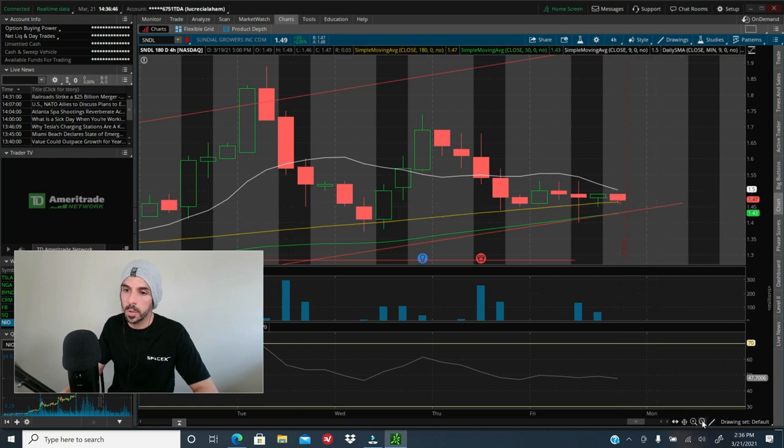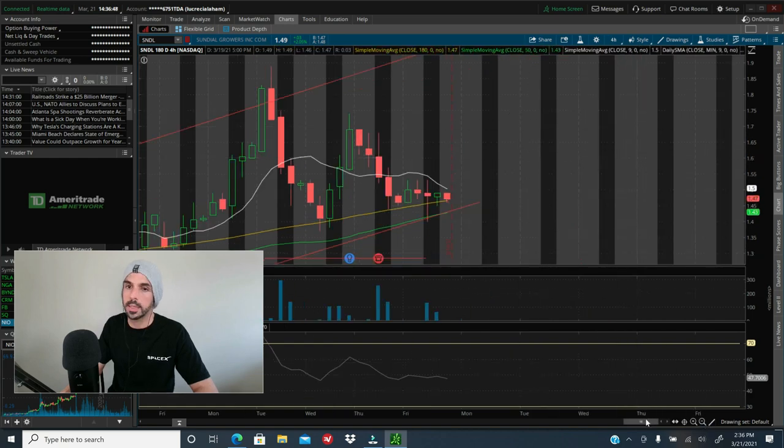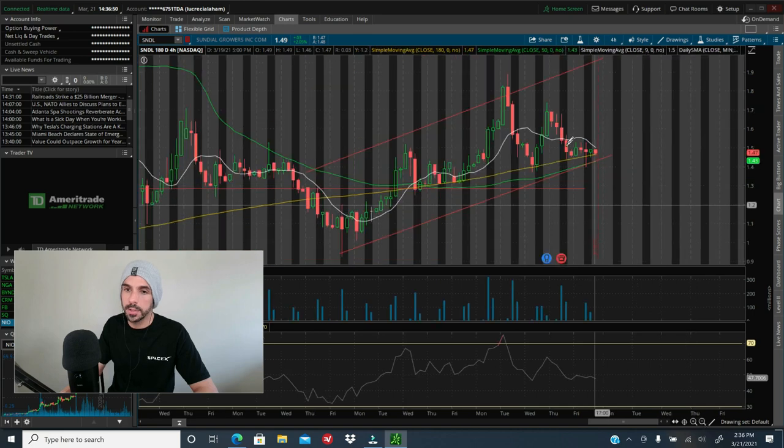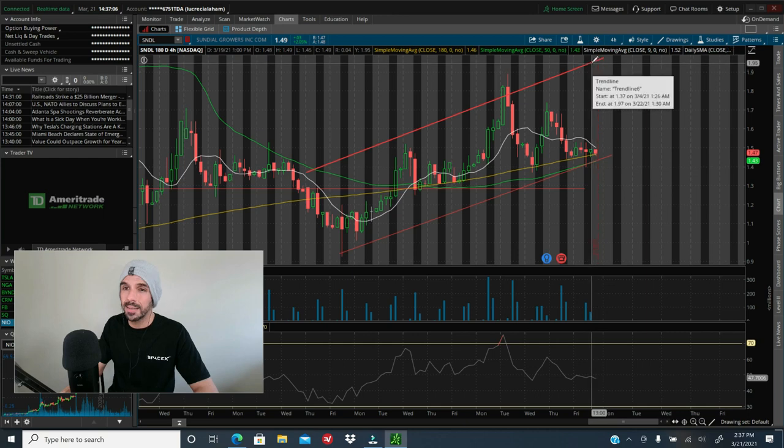So if next week, guys, you notice that Sundial Growers keeps on consolidating above the moving averages, it might be gathering strength to make a nice move to the upside, okay? Probably to the upper line of this uptrend channel at around $1.90, $1.96, okay? And take a look at this.